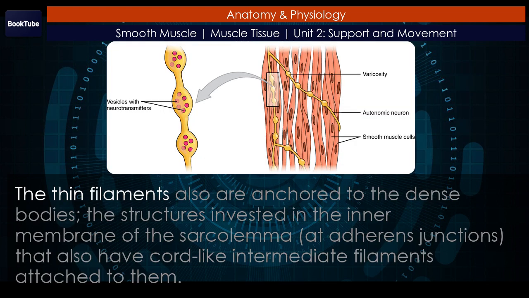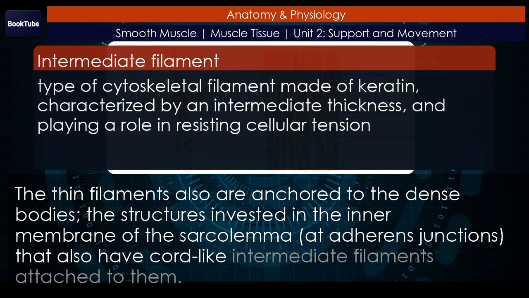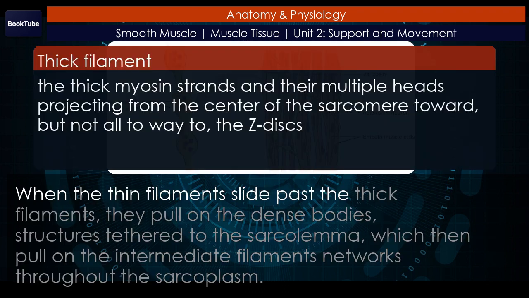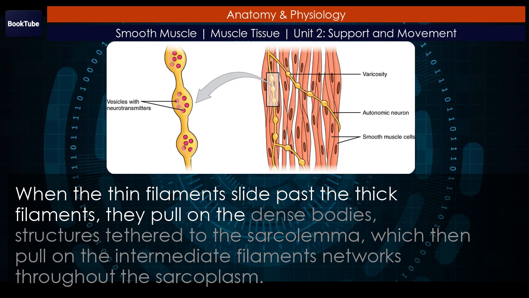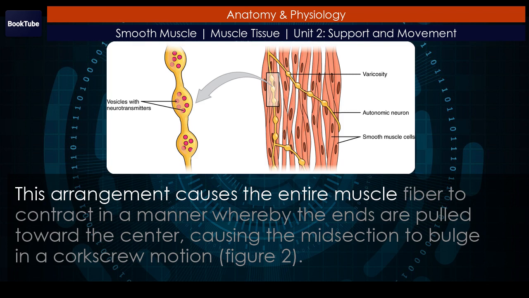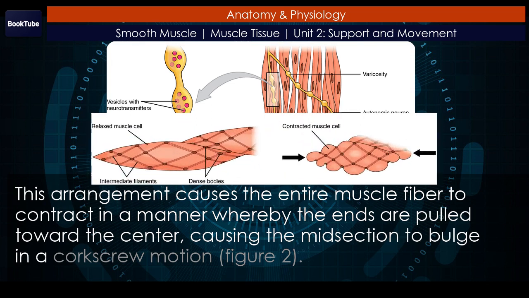The thin filaments also are anchored to the dense bodies, the structures invested in the inner membrane of the sarcolemma, at adherens junctions, that also have cord-like intermediate filaments attached to them. When the thin filaments slide past the thick filaments, they pull on the dense bodies, structures tethered to the sarcolemma, which then pull on the intermediate filament networks throughout the sarcoplasm. This arrangement causes the entire muscle fiber to contract in a manner whereby the ends are pulled toward the center, causing the midsection to bulge in a corkscrew motion.